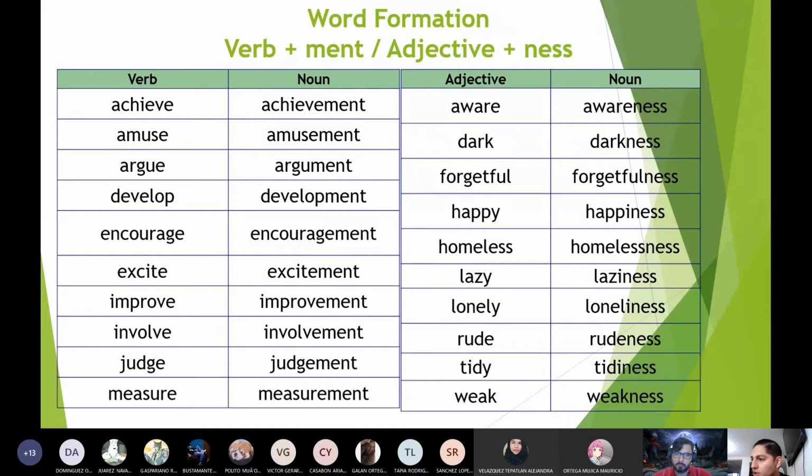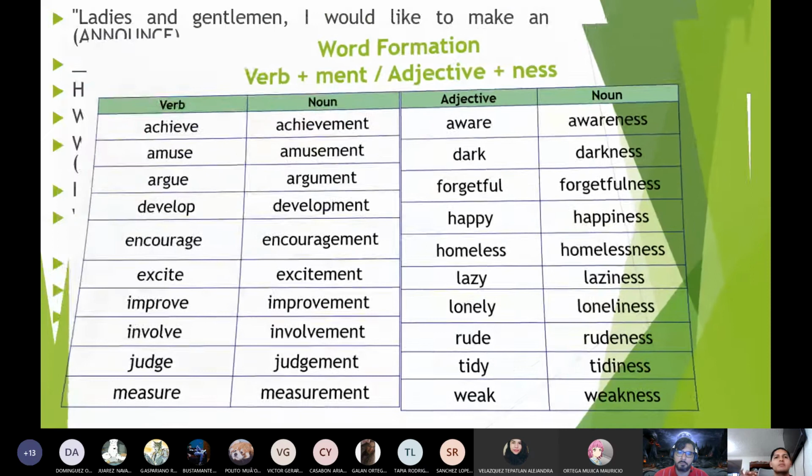Now, take a look at both charts, okay? Take a look at both charts. Here you have 1 more minute. Try to focus on how to change a verb into noun and how to change an adjective into noun. Okay, good, very well. Now, let's keep on going.